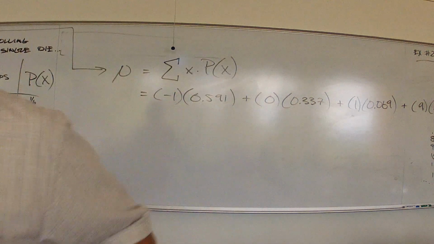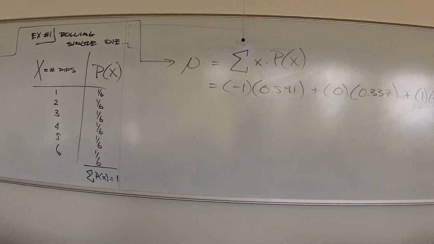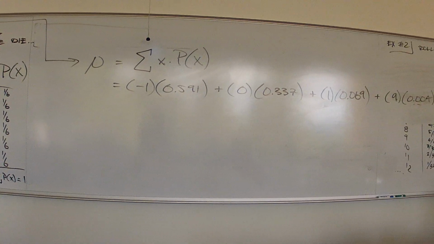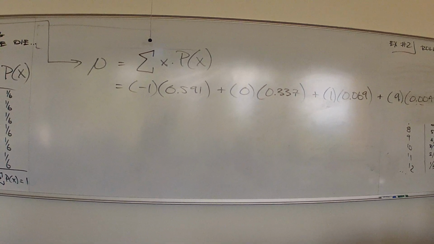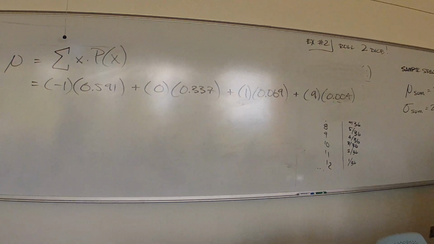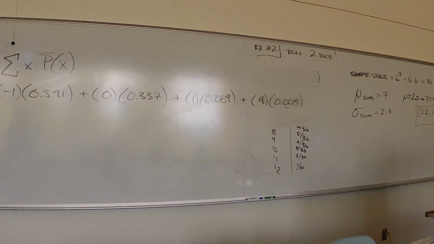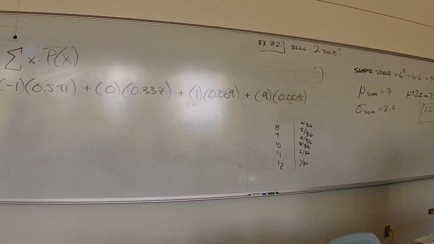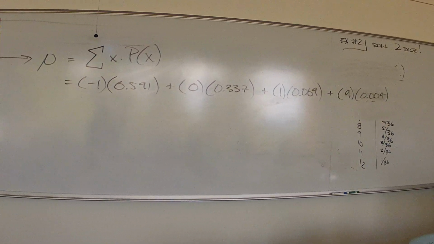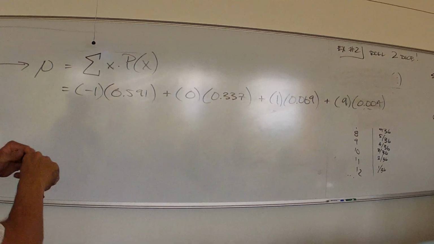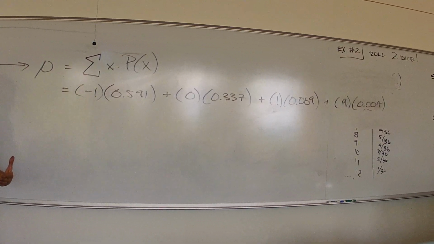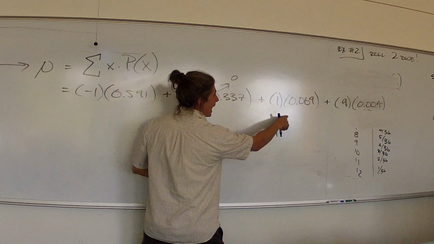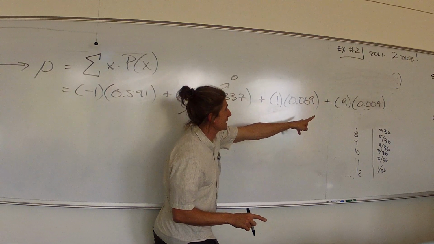Okay, so take a look at that. This is important. Okay, so 59.1% of the time, we lose $1. 33.7% of the time, we break even. 6.9% of the time, we win $1. And 4 in 1,000, we're going to end up winning $9. Those components added together give you your overall average winnings. So this is 0. That just goes to 0. This is 0.069. That's 0.036, right?